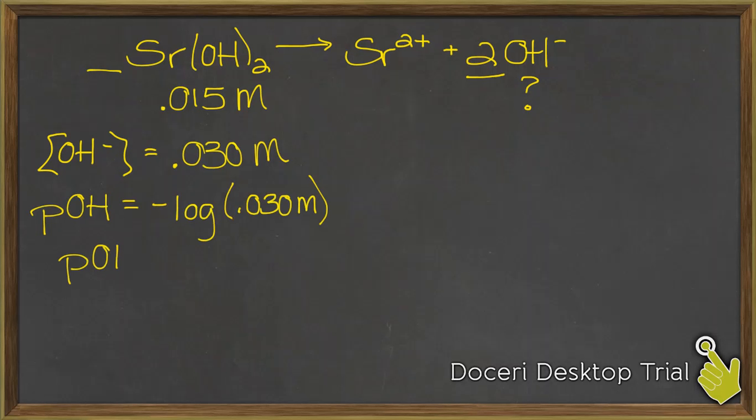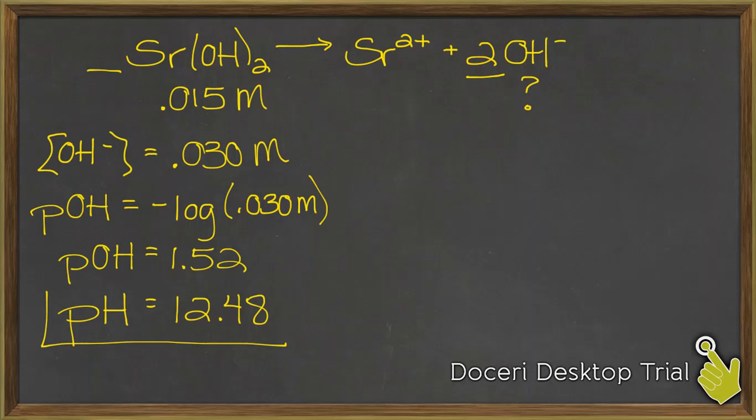Okay, so my pOH is 1.52. The problem wanted us to calculate the pH. So if I do 14 minus that pOH, final answer.